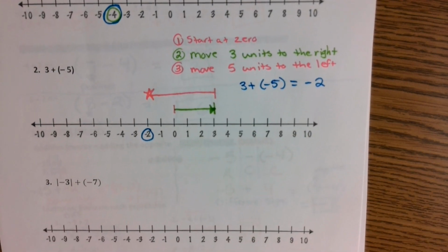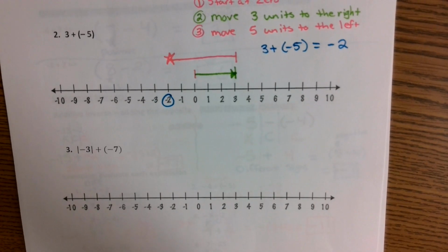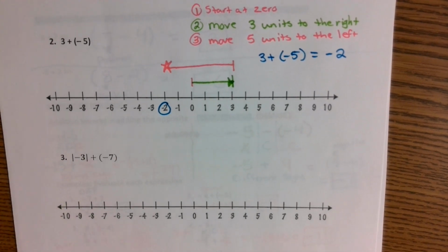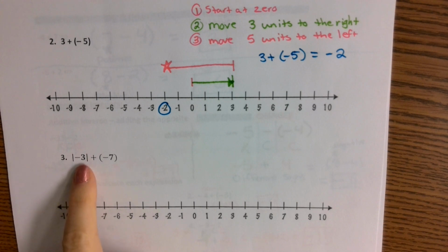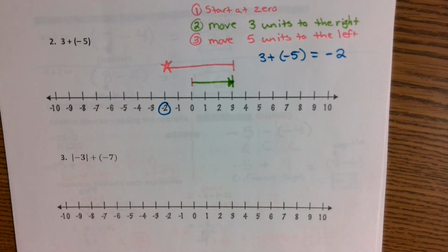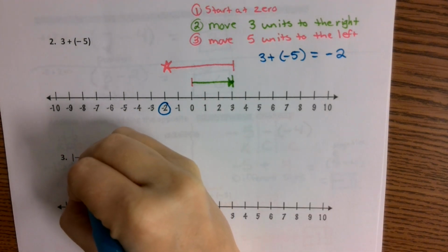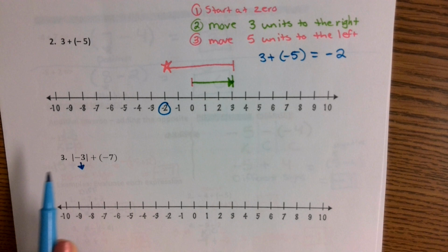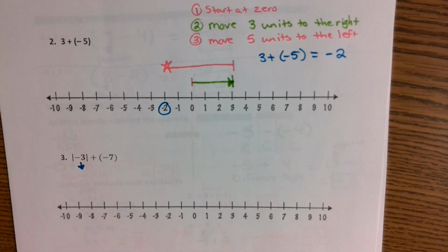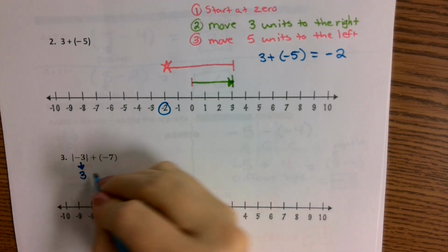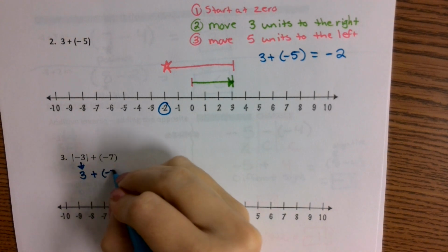Okay. Problem 3 is a little bit different because it's absolute value. We don't plot absolute value. We actually work the absolute value out first. So you need to actually work your absolute value out first. So I'm going to go ahead and write down that this is technically what? What's the absolute value of -3 again? 3. So this is really 3 plus -7.